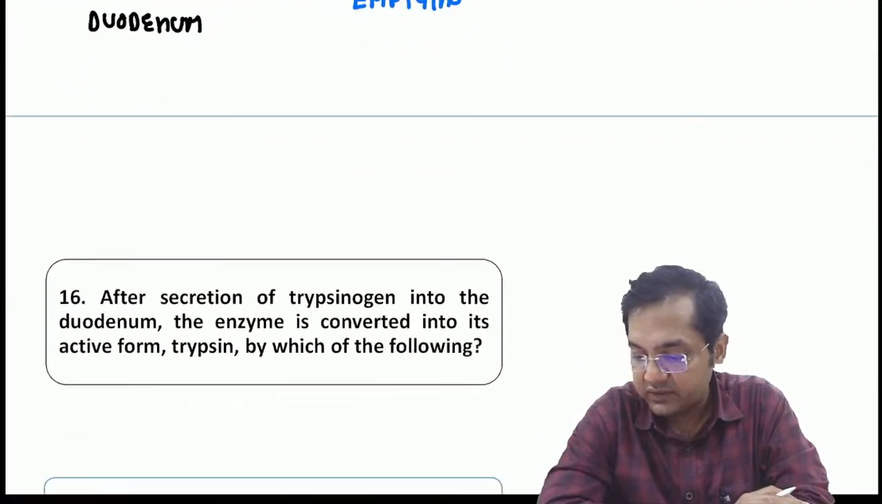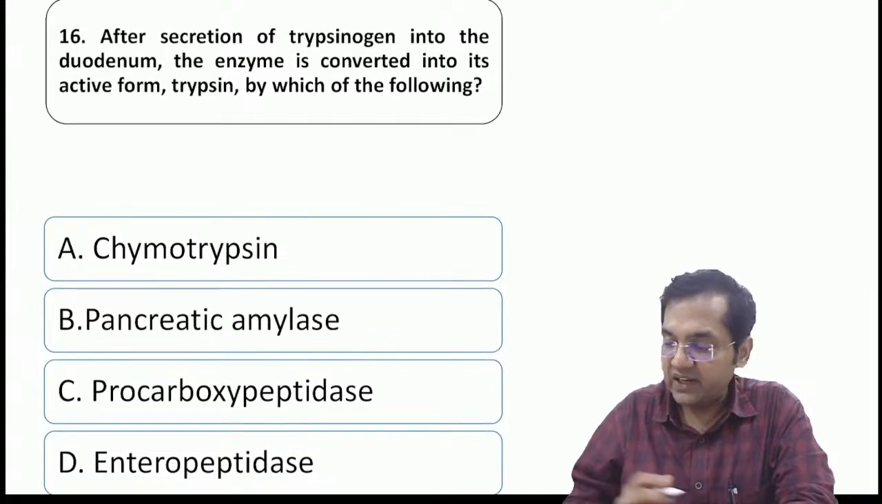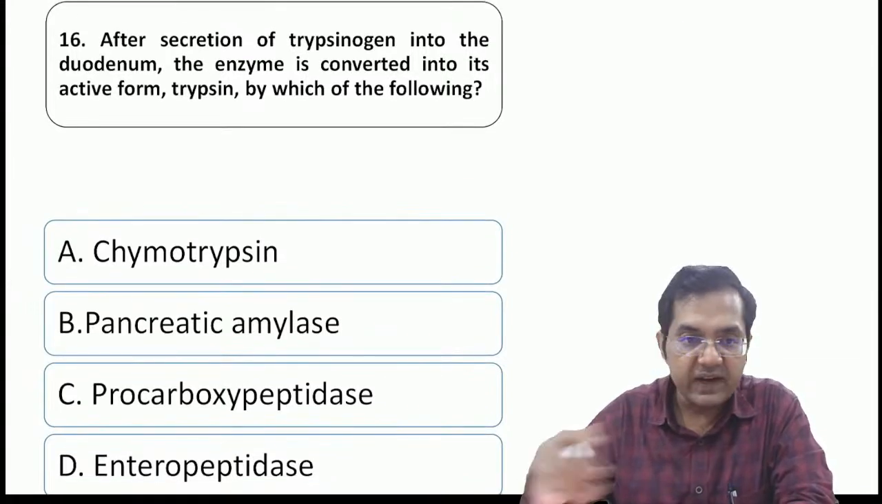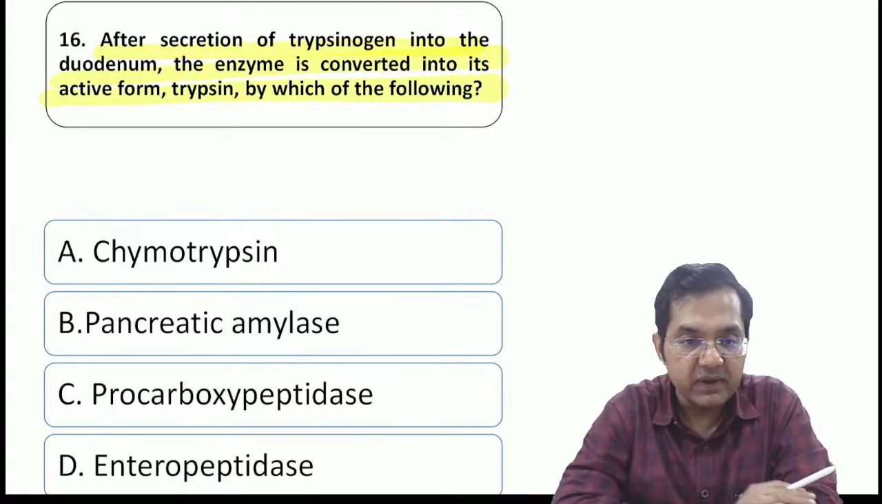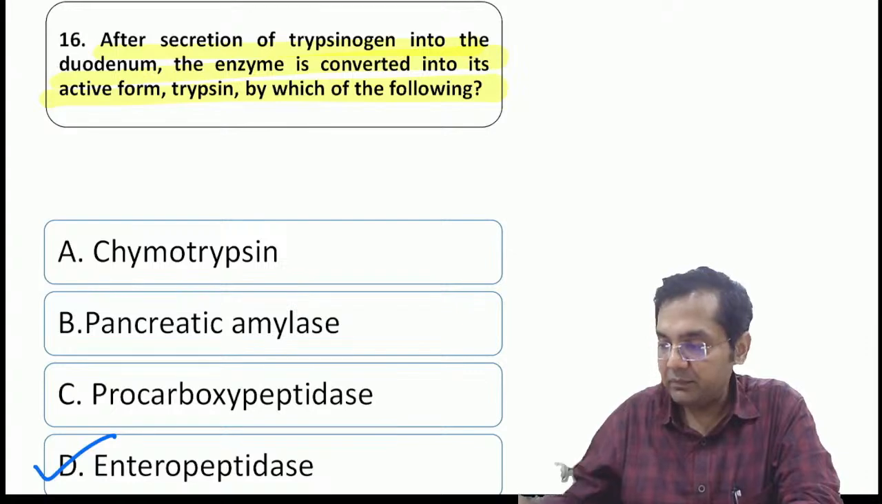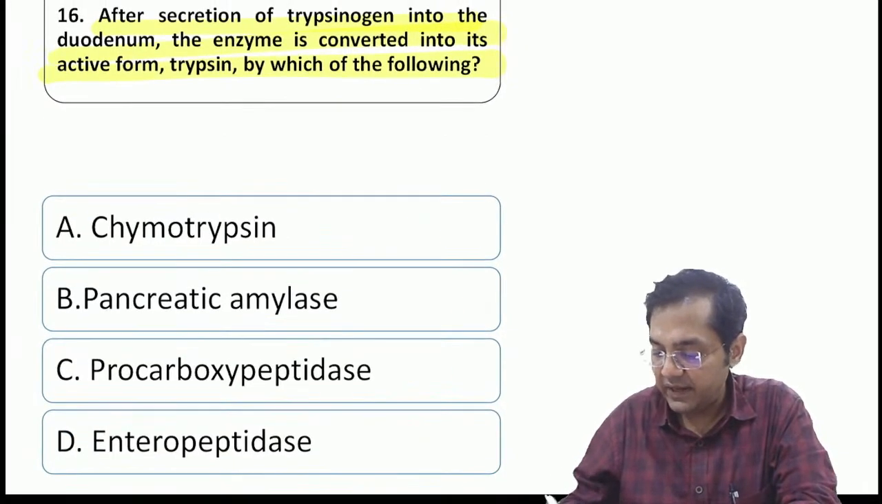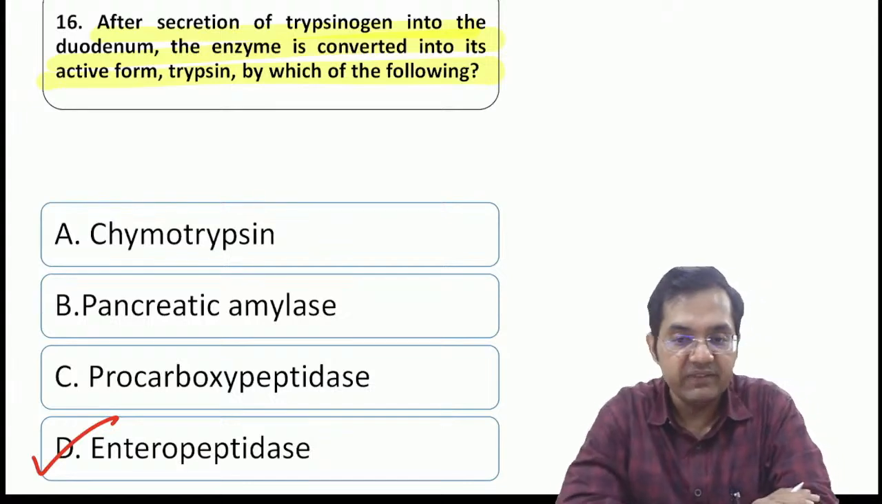Gastrocolic was the answer. Moving to question number 16. This is a repeat for some of you who might have missed earlier. That question was a clinical problem. This is a straight away physiology question. No integration with clinical. Now simple thing. After secretion of trypsinogen into duodenum, the enzyme is converted into trypsin by which of the following, right? So now the answer is enteropeptidase. Remember, enteropeptidase is same as enterokinase. So already we have discussed that.